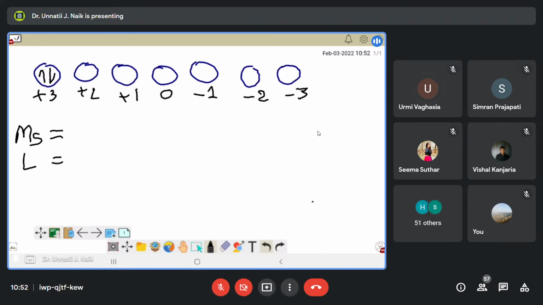Why is it 0? The answer is correct, but why is it 0? One will be having plus half and the other will be having minus half. Right. So now how can we calculate the value of ms?